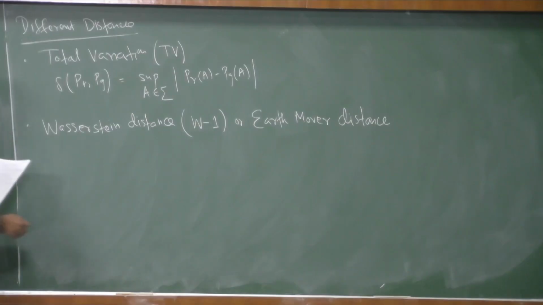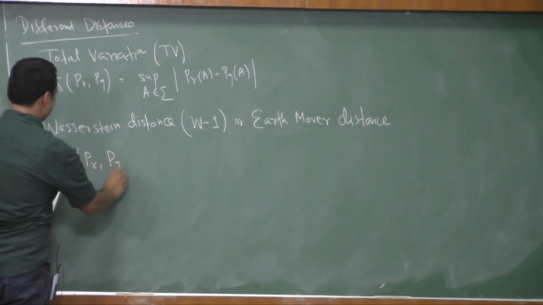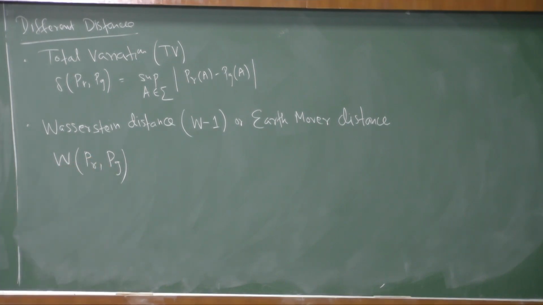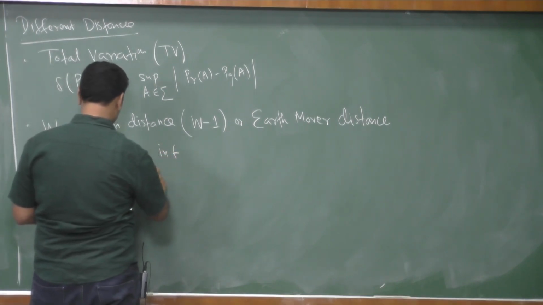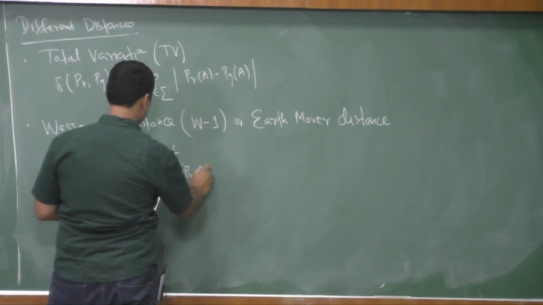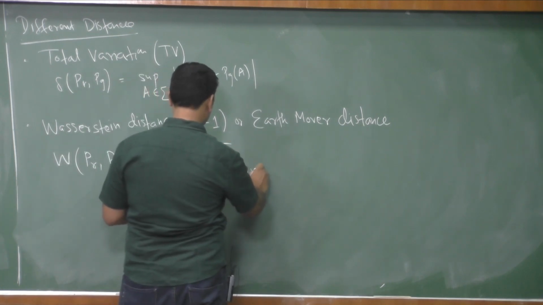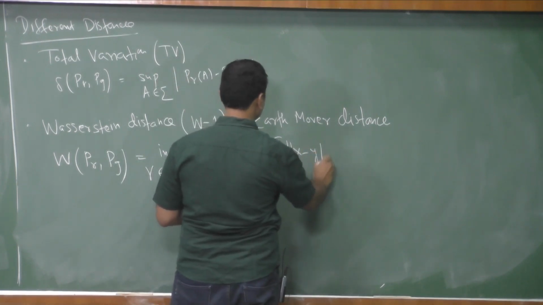So let us define this WGAN, which obviously measures two distributions. My notation sometimes changes, but sometimes this is obvious. Sometimes I write P and P theta, sometimes I write PR, PG, it's fine, we know what it means. So this is the infimum over gamma in Pi(PR, PG) of the expectation over (x, y) coming from gamma of the norm of x minus y.